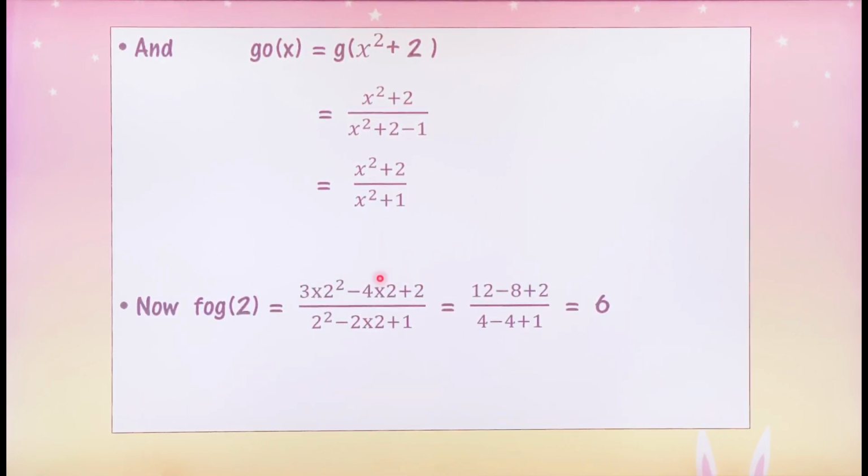Therefore, f∘g(2) equals (3 × 2² − 4 × 2 + 2)/(2² − 2 × 2 + 1). That is equal to (12 − 8 + 2)/(4 − 4 + 1), that is equal to 6. Now, g∘f(−3) equals ((−3)² + 2)/((−3)² + 1). That is equal to 11/10.